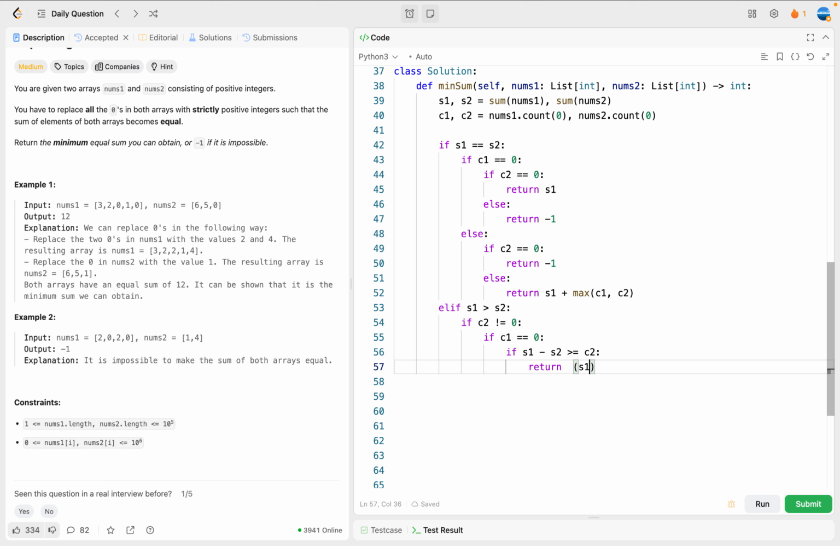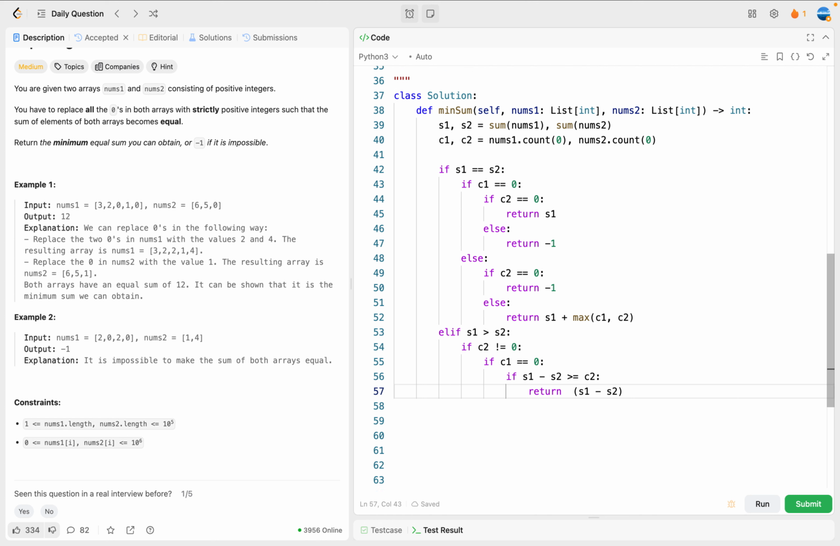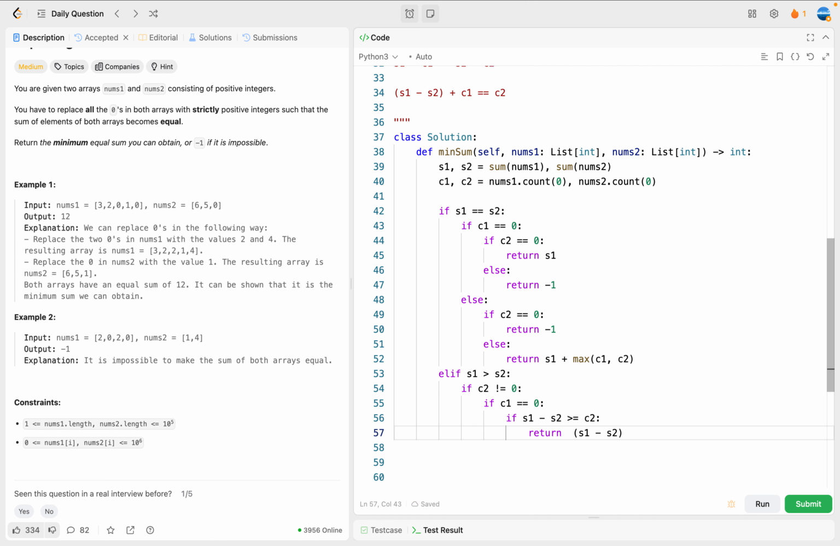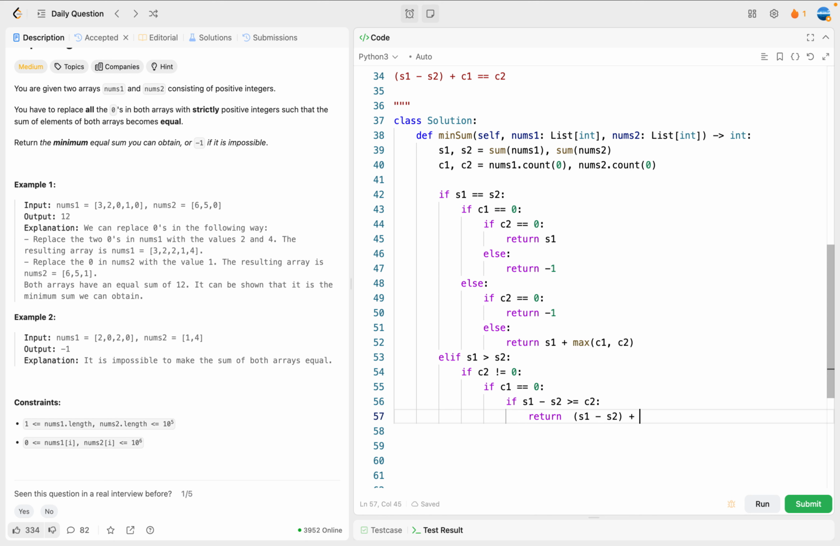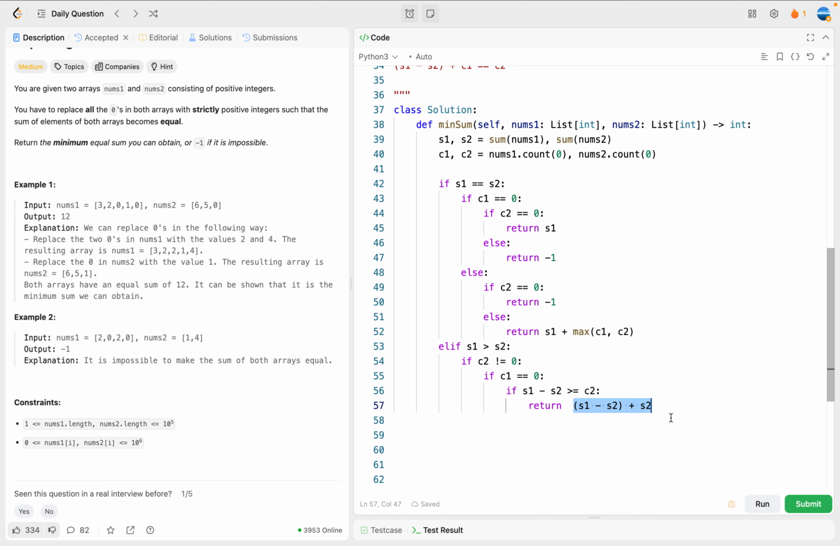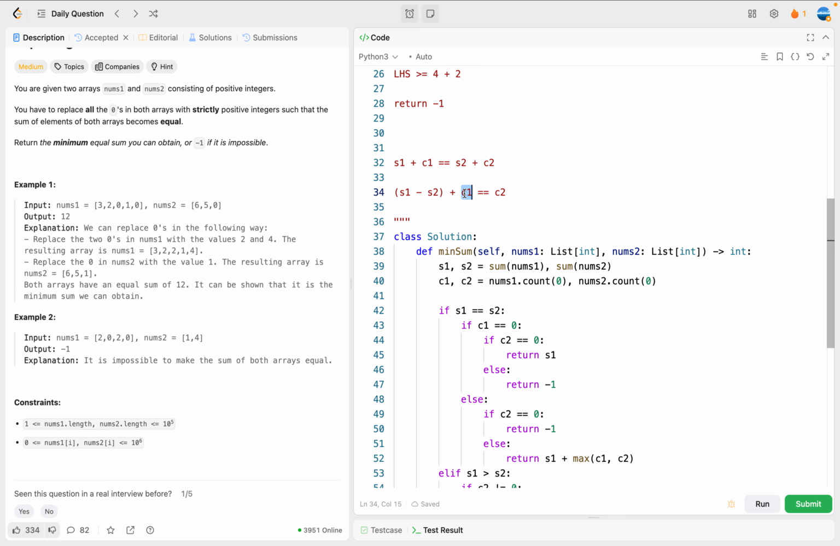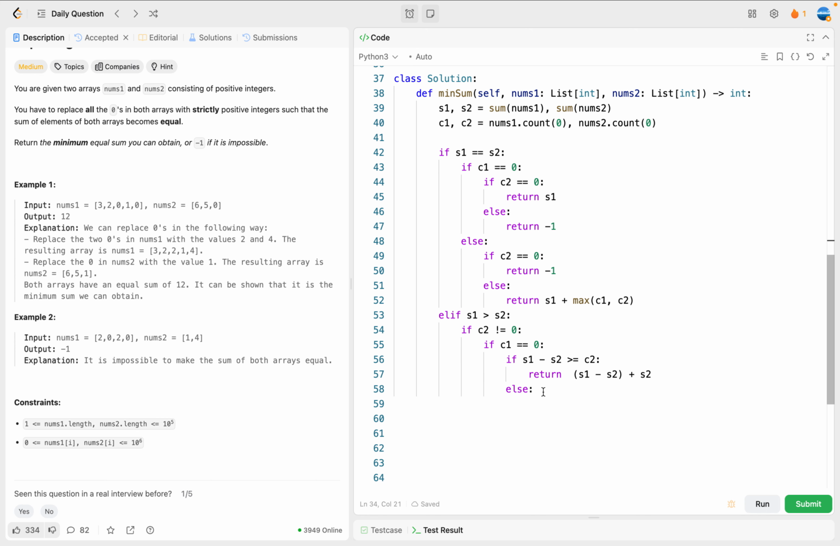So this way we just need to return S1 minus S2. So you can regard it as C2 plus S2, and C1 plus S1, right? So this actually is S1, right? This is what you need to return. Otherwise, C1 is 0, and this sum is less than the count of 0 elements in the second list, so it's impossible to make them the same. So we're going to return -1. So this is for C2 equals 0, right? So here C1 is 0.